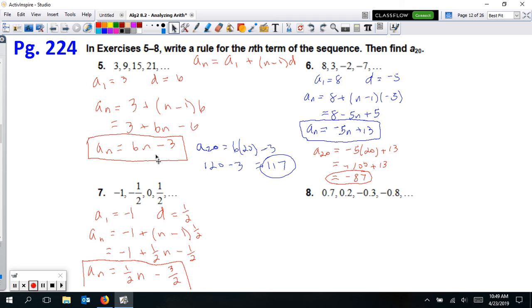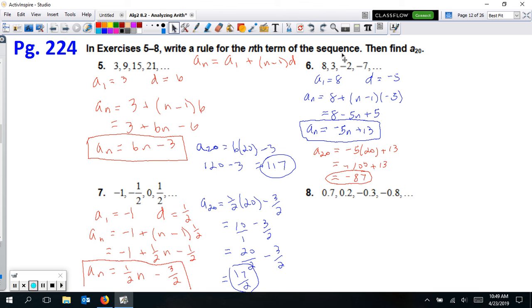Number 8 over here, we're going to be seeing that 0.7 is our first term, of course. Oops, I forgot the 20th term on this last one, number 7, sorry. So we're going to say half times 20, which would be 10, minus 3 over 2. So it's going to be 10 over 1 minus 3 over 2. We get common denominator, which will be 20 over 2 minus a 3 over 2, so 20 minus 3 is going to give us 17 over 2. So there's our 20th term right there.